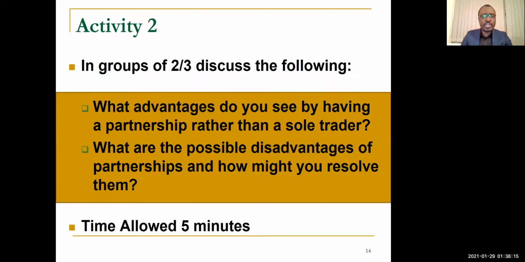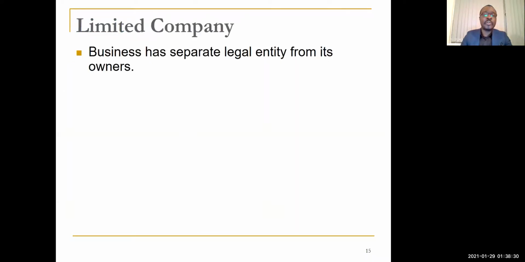Okay. So ask yourself this question on your own: what are the advantages you foresee when you're trying to compare a partnership to a sole trader? And what are the possible disadvantages of a partnership, and how would you like to resolve it on your own?